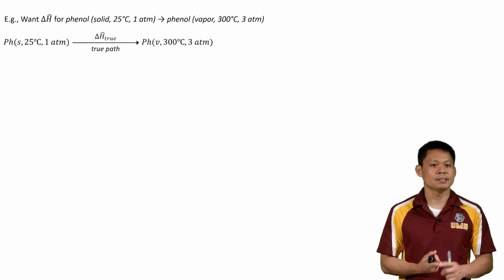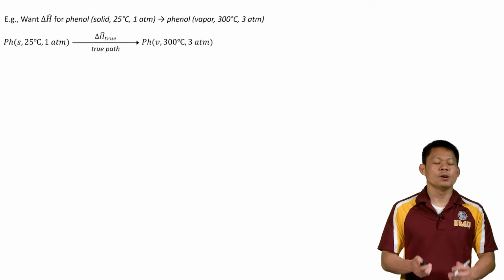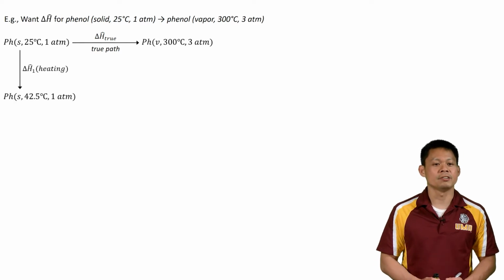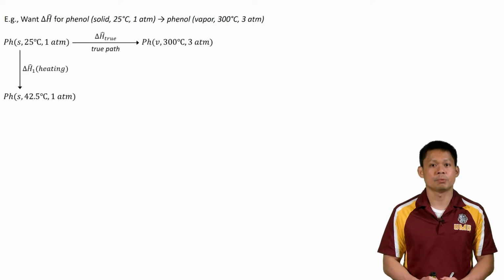We're either changing the phase, changing the temperature, or changing the pressure. So for example, in this case, we're going to first change the temperature by heating it up to 42.5 degrees C, keeping it as a solid, keeping the pressure at 1 atmosphere. So it's just a simple heating process.